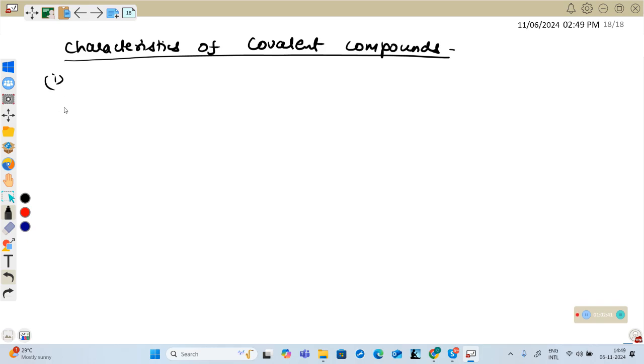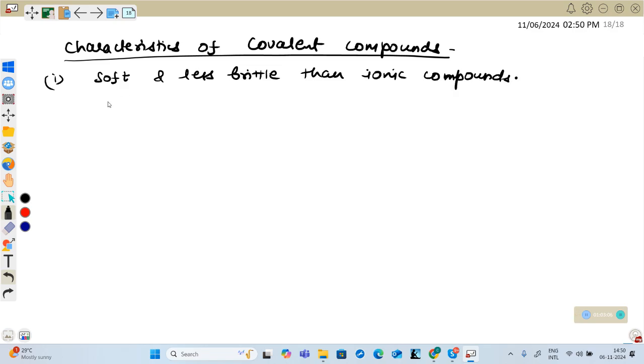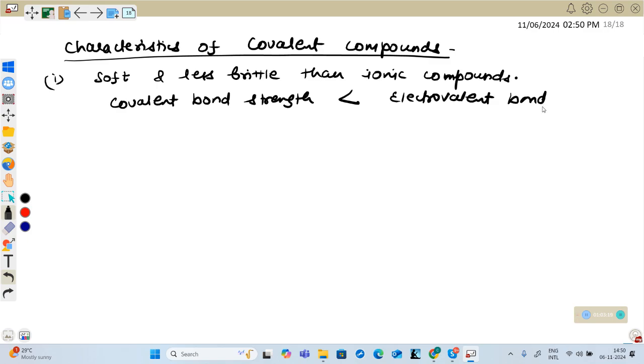First, they have very low melting and boiling points, and they are soft and less brittle than ionic compounds. Covalent bond strength is lesser than the electrovalent bond strength.